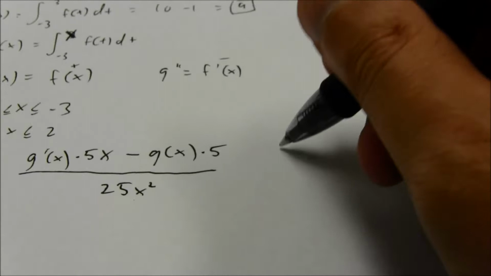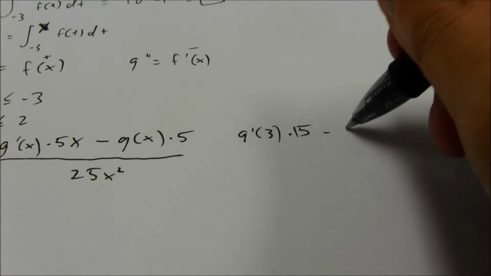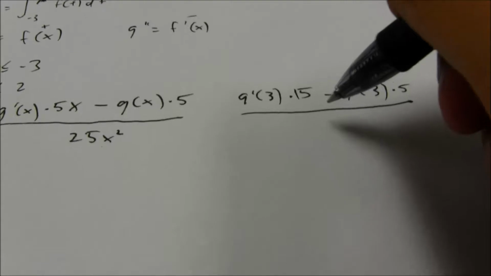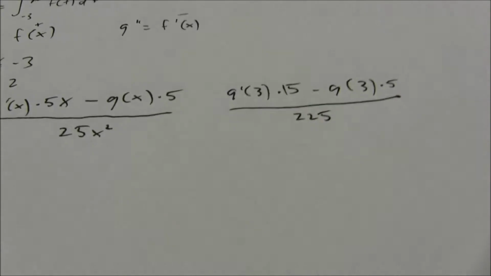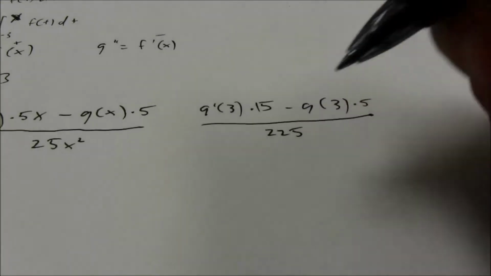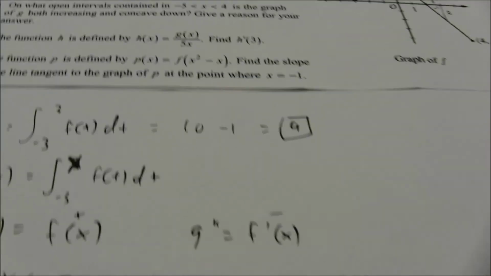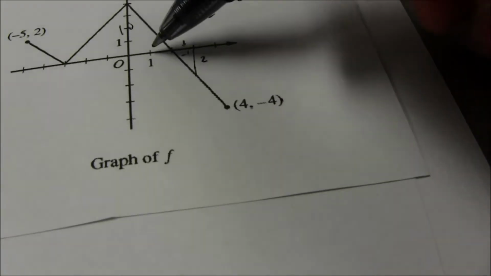So I need g prime of 3 times 5 times 3, which is 15, minus g of 3 times 5. And then let's see, on the bottom here, 3 squared is 9. 9 times 25 is 225. Okay. And let's see, to finish working this out, g prime of 3. We know from earlier that g prime is the same thing as the functional value of f. So we'll go look at f of 3. F of 3 here, 1, 2, 3, that goes down 2. That's negative 2.